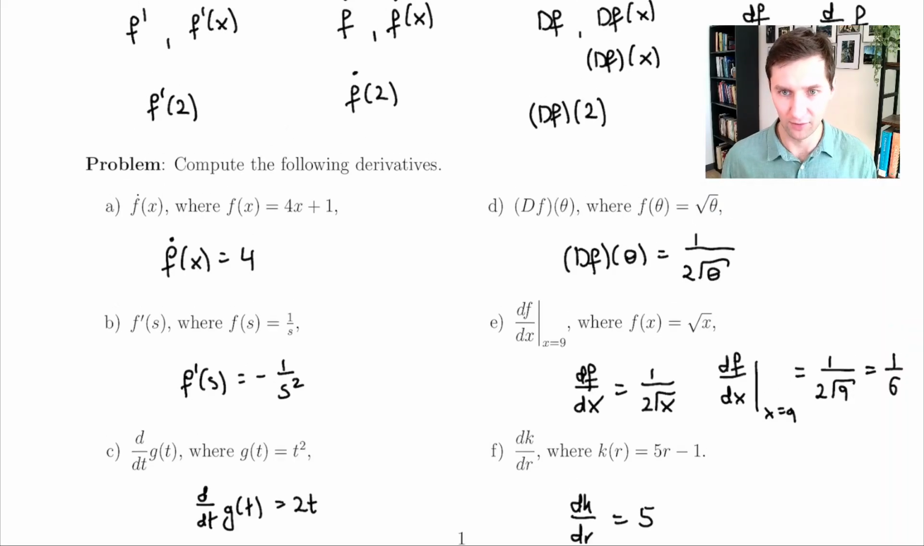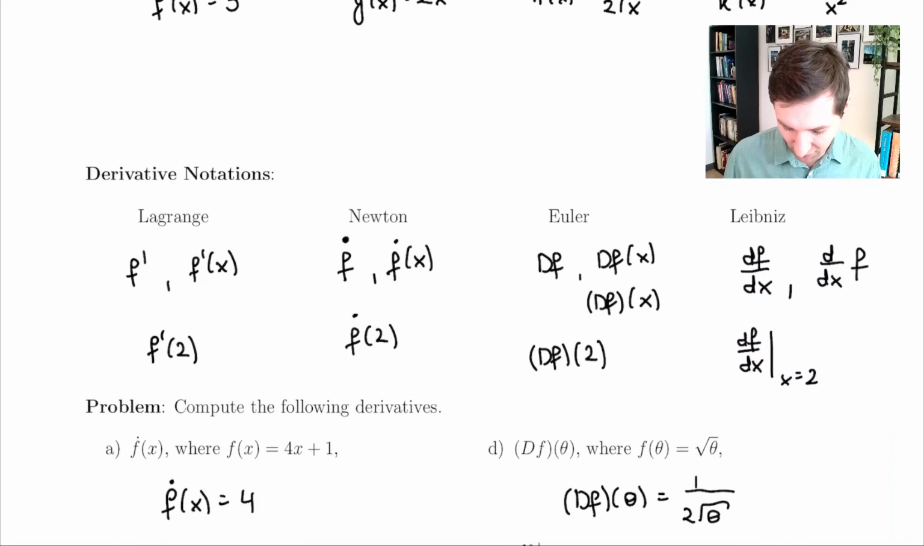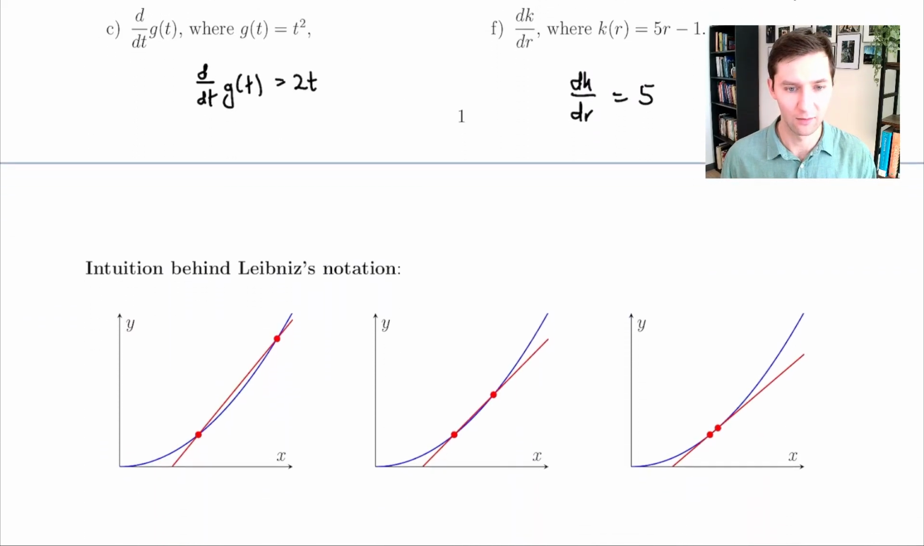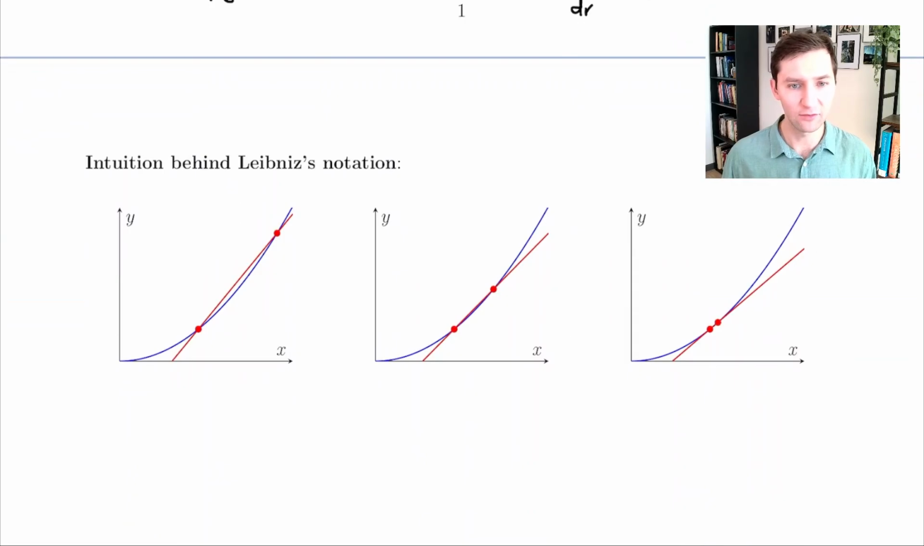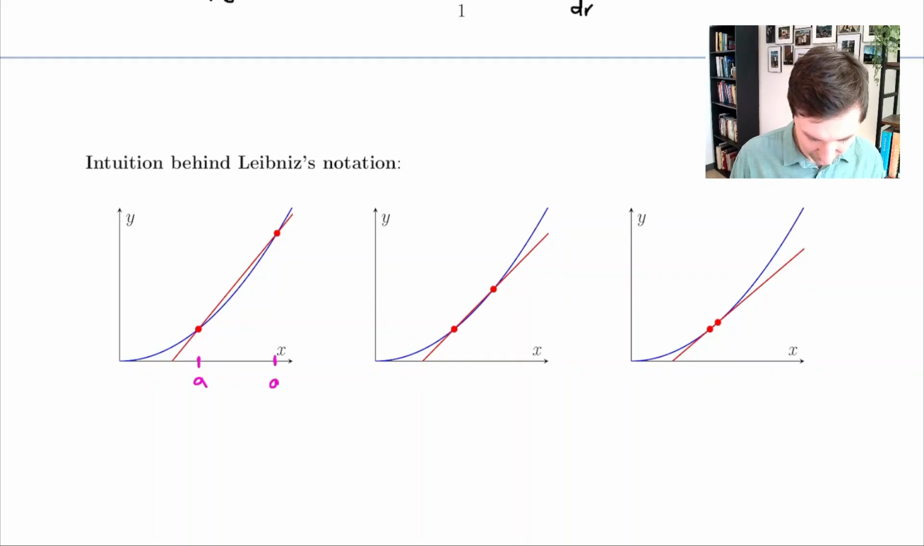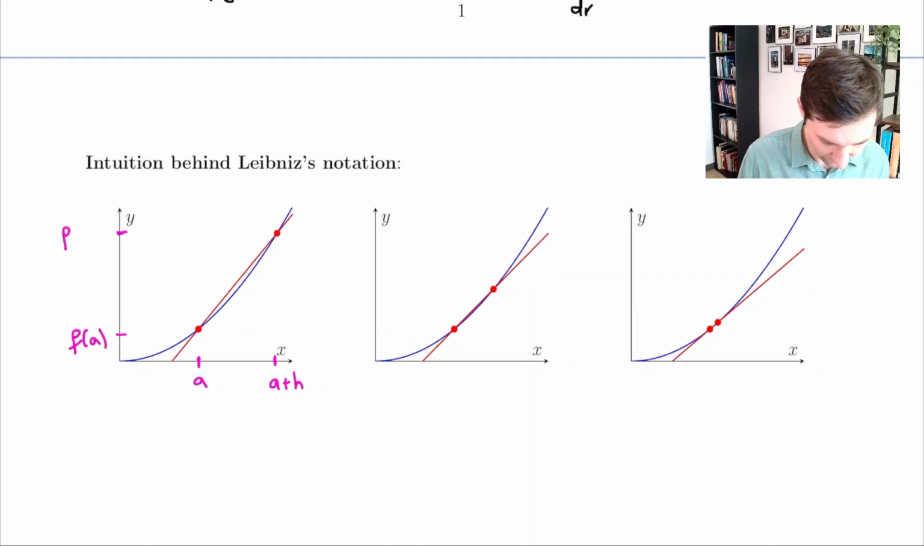You may be wondering where the Leibniz notation came from. Let me show you. When we defined derivatives using limits, we did the following. We chose a point. We chose a second point on the graph of the function. We denoted it by a plus h. The corresponding points on the graph of the function had y coordinates f of a and f of a plus h.